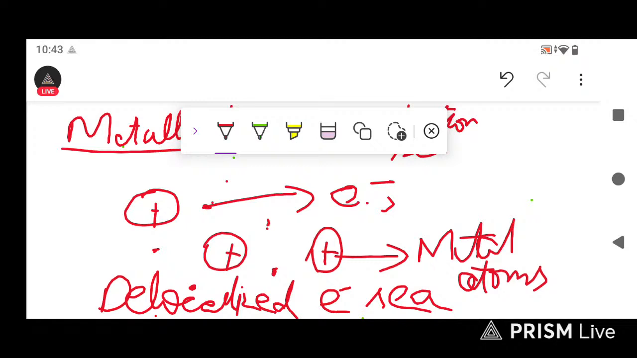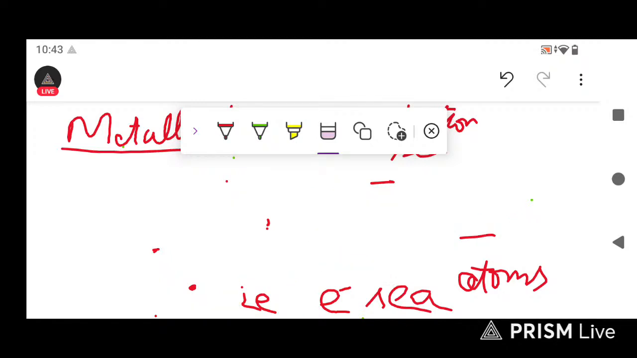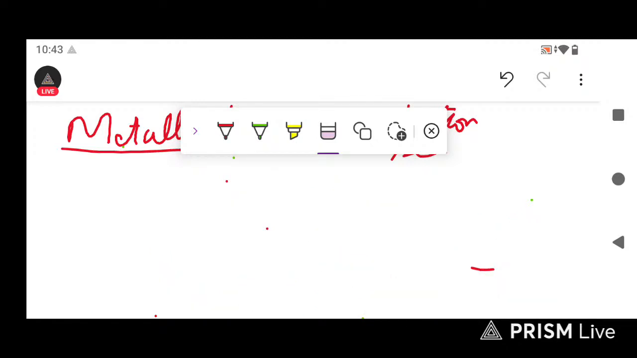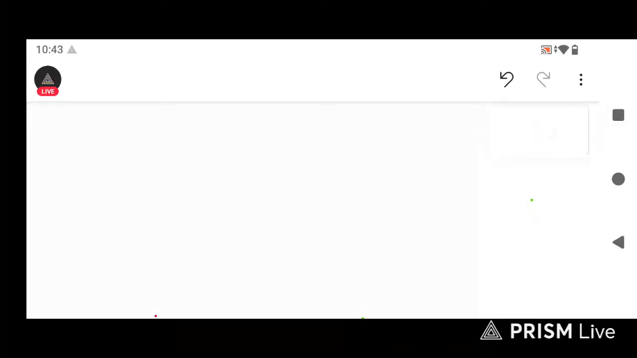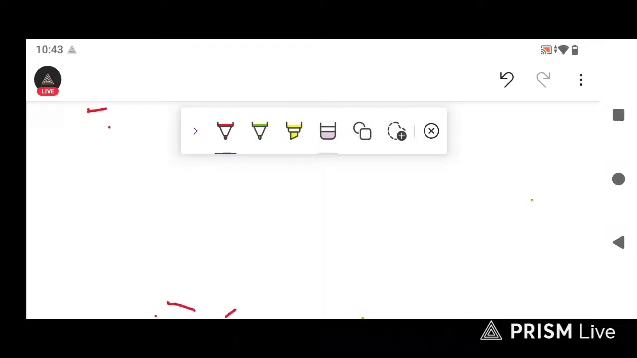Okay, now move towards another topic, which is very important: the ionic bond. I will show you here.